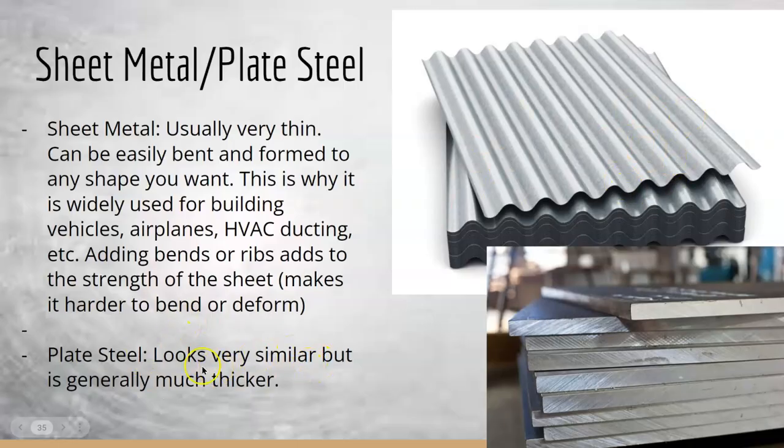Plate steel, on the other hand, looks similar, as in it's flat and it's a big sheet. However, they're generally much thicker. So plate steel, as you can see here, super thick, right? And these would be for applications like building dumpsters or stuff like that, where you want a lot more strength in the material without having to add all these ribs and bends and stuff.